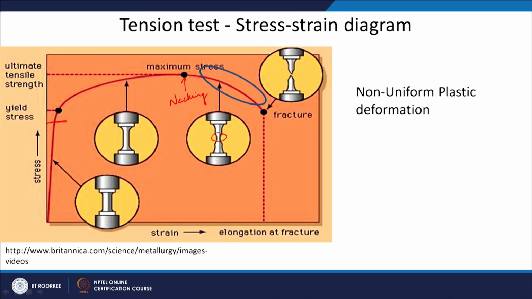Now there is no resistance to deformation, because there is no connection between the two pieces; they are independent. So at this point it has fractured, and my stress-strain curve will also stop here. This is where I will call the material fractured, and this is the total strain which the material has taken.